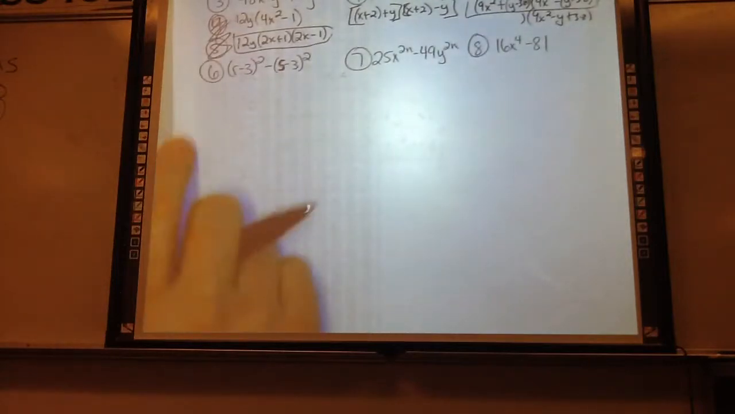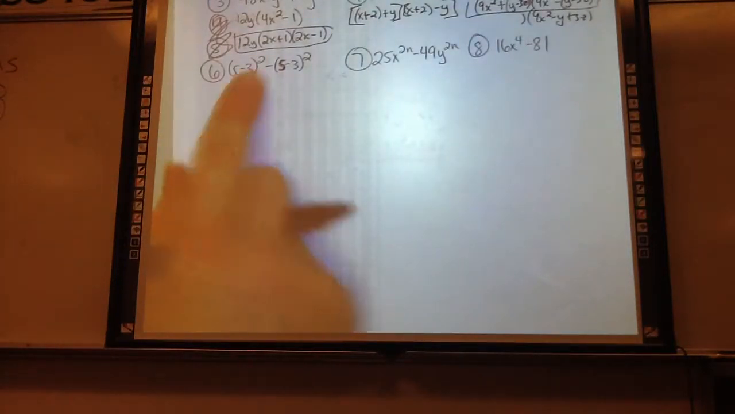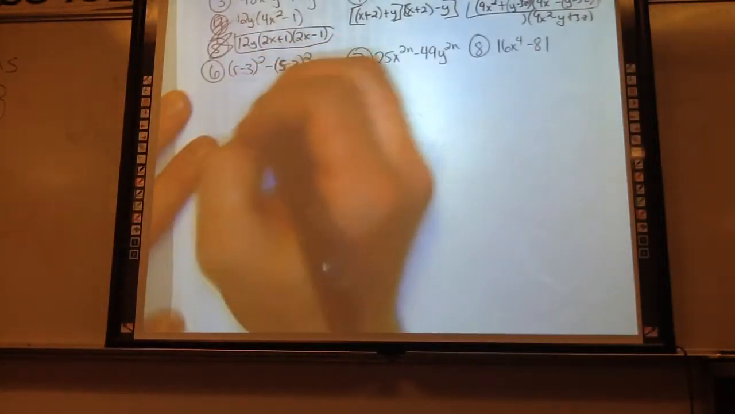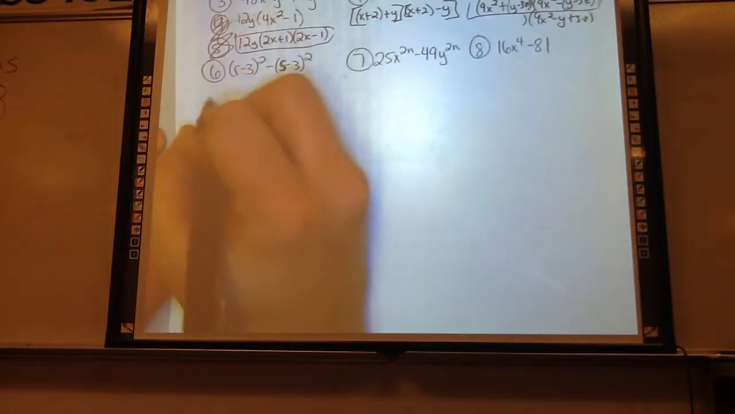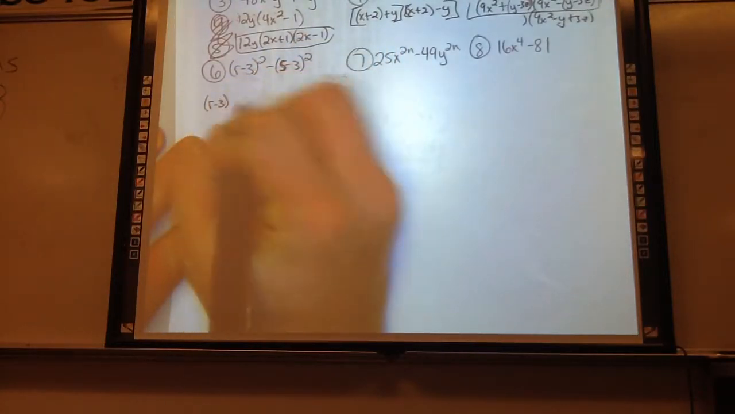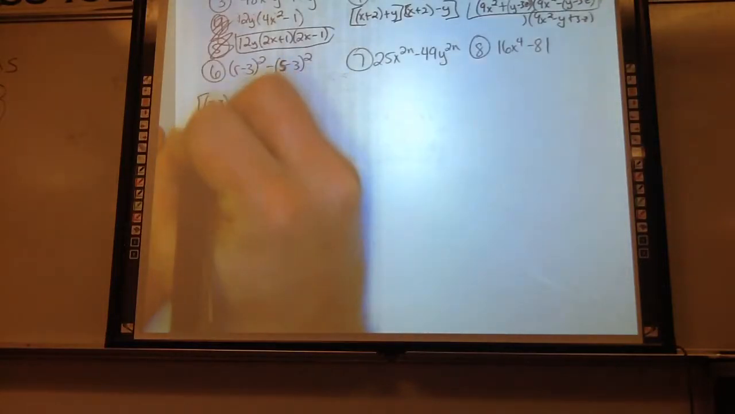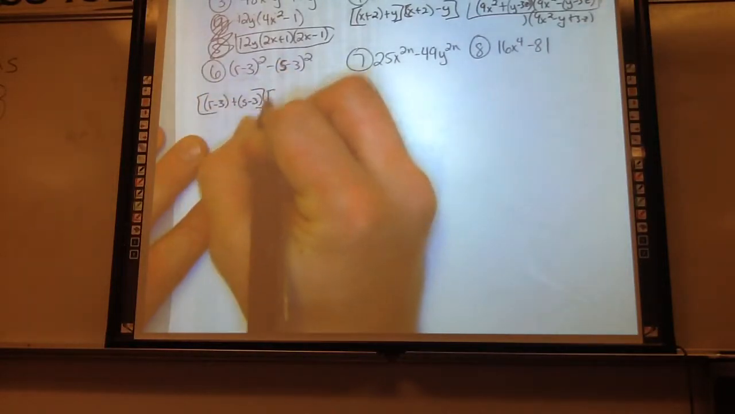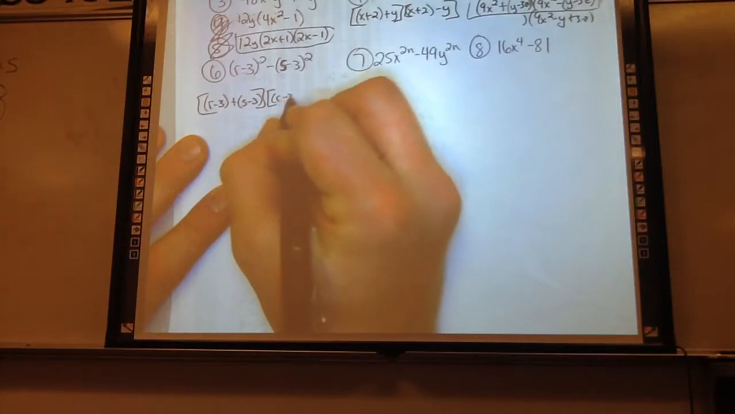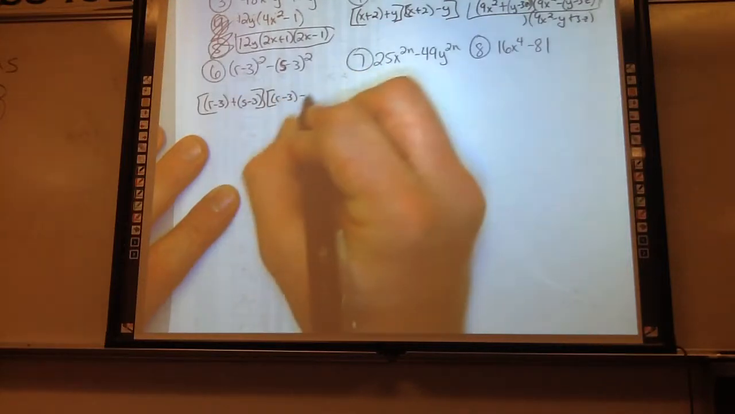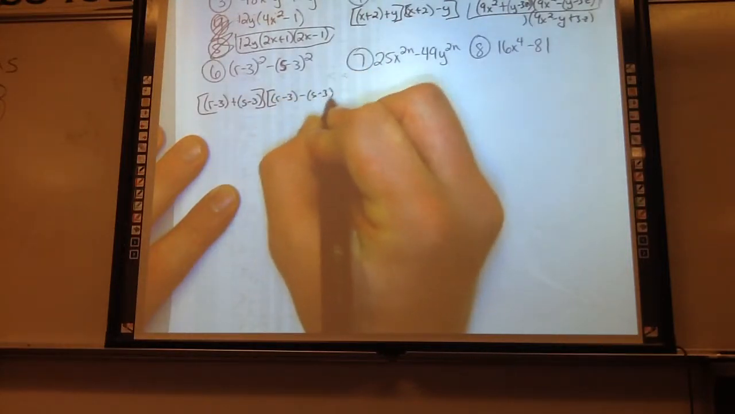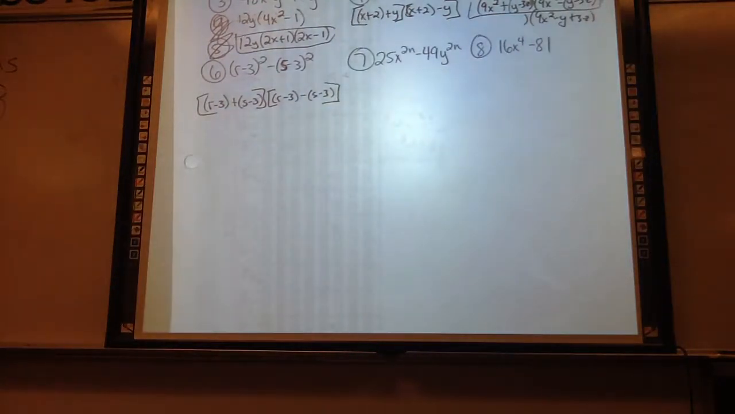Hey, anyone get that one? That one's actually easy. But I recommend using parentheses. So r minus 3 plus s minus 3, times 5 minus 3 minus s minus 3. I put a 5 too.